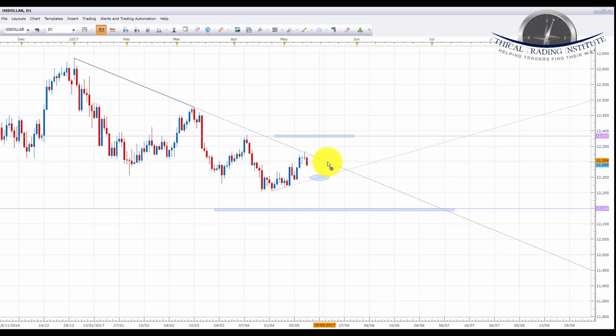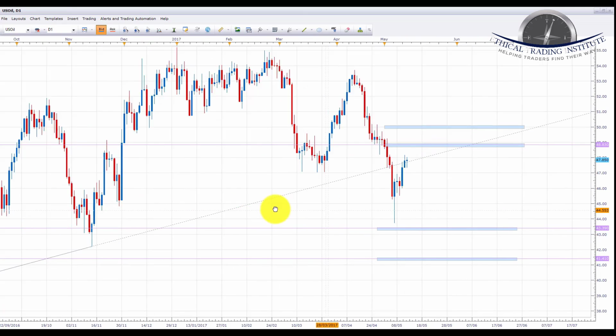If we get a breakout of the top of the wedge here, I'm going to be looking for the 12,383 on US dollar index. So we're going to have some dollar weakness, a bias of dollar weakness next week, unless we get a breakout above this upward sloping trend line.